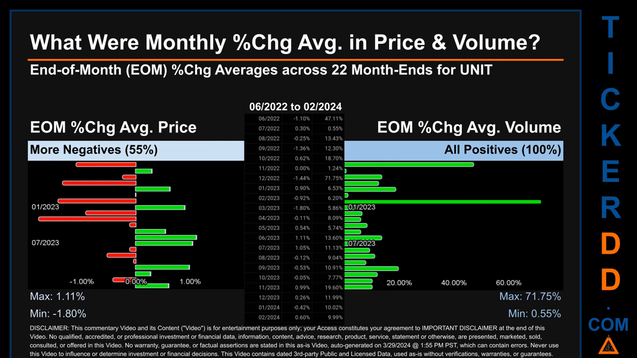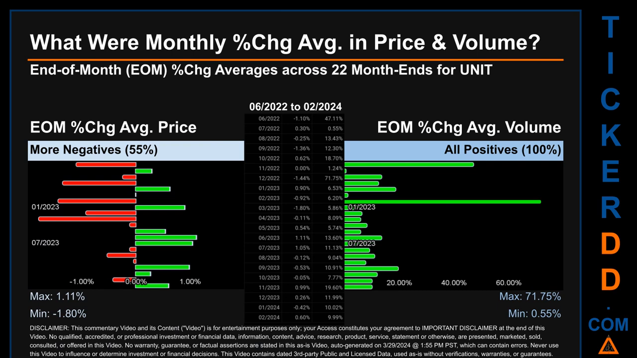From 06-2022 to 02-2024, out of 22 month ends, 12 had a negative percentage change in average price. Meaning 55% of month ends saw a negative percentage change in average price. In terms of volume, 22 out of 22 month ends had a positive percentage change. That is 100% of month ends saw a positive percentage change in average volume.